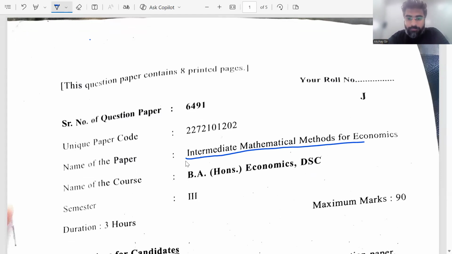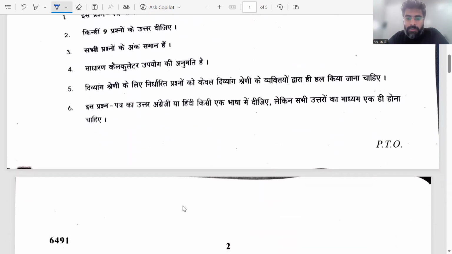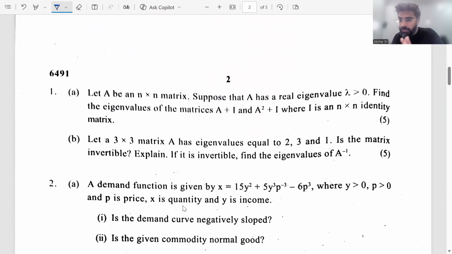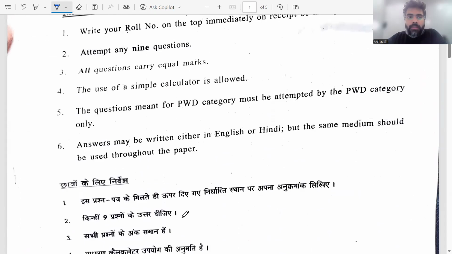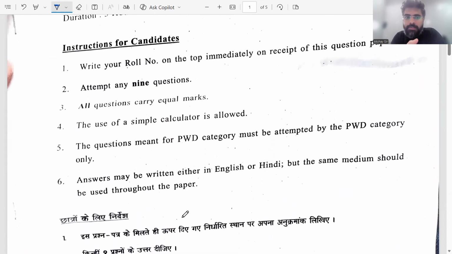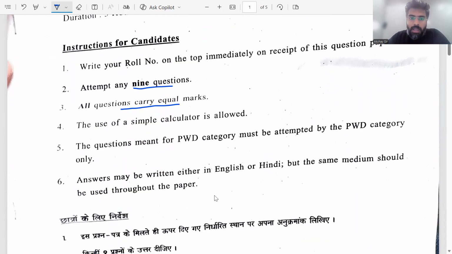It's a 90 mark question paper. And in this particular online lecture, I'm going to start with a discussion of the first problem of this question paper. If students go through the guidelines or the instructions, the question paper has 9 questions in total. All questions are going to carry equal marks. It's a 90 mark question paper. So there are 9 questions, and all these questions are for 10 marks each.